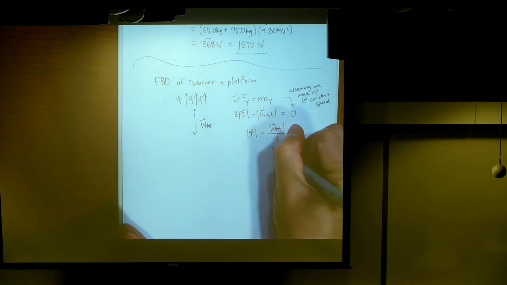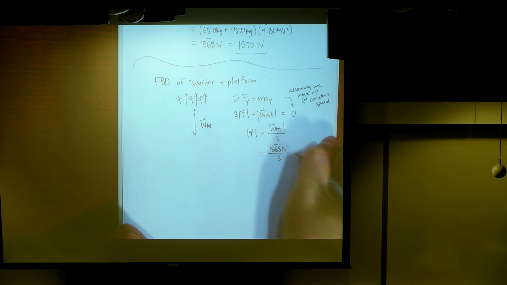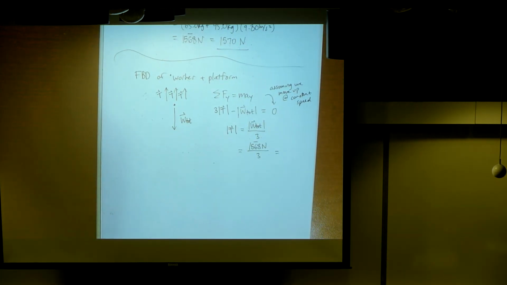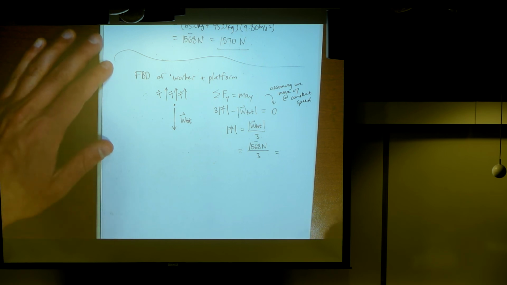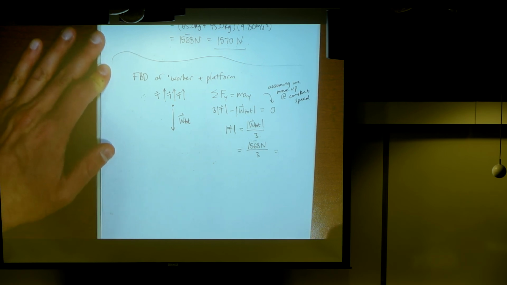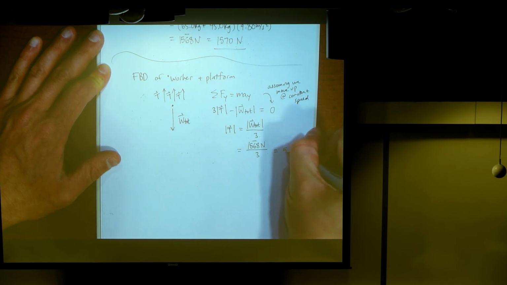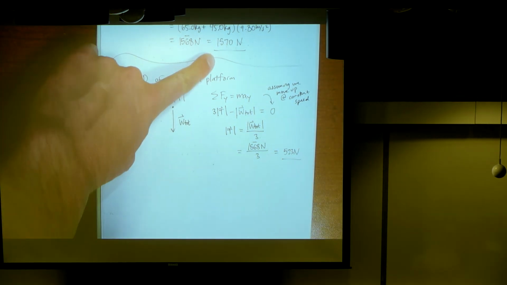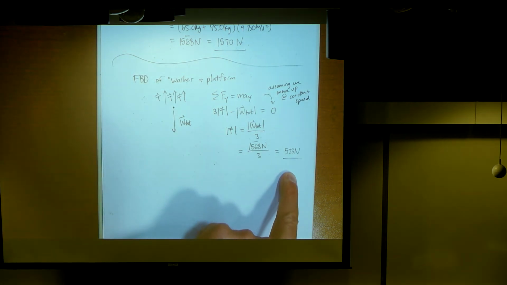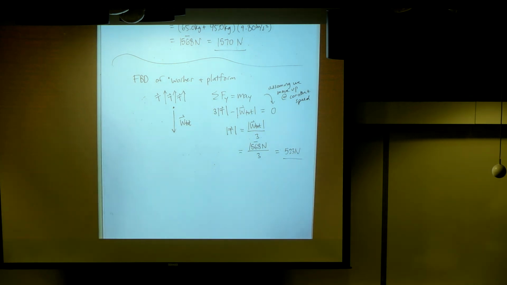So it's 1,568 newtons divided by 3. What is that equal to? So even though the total weight that needs to be lifted up is this much, you only need to apply 1/3 of that force to actually lift up. That's the advantage of using a system of pulleys like this. Any questions on that? All right, so we'll end it here.